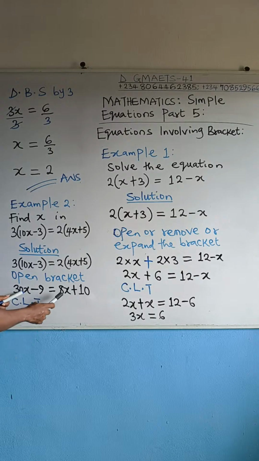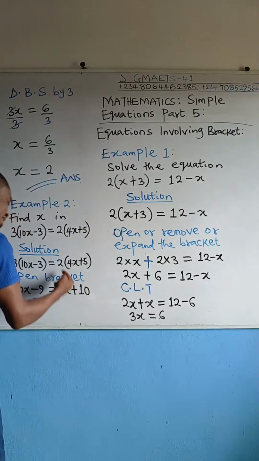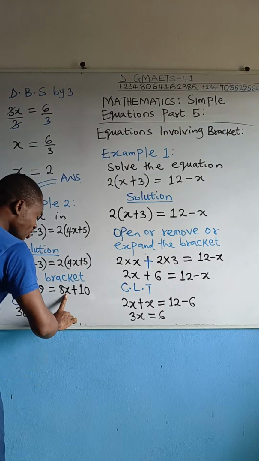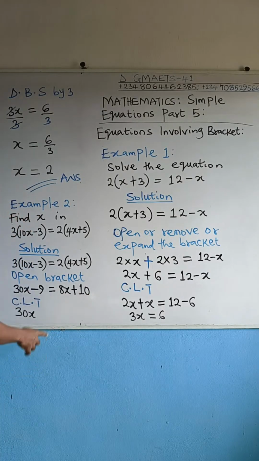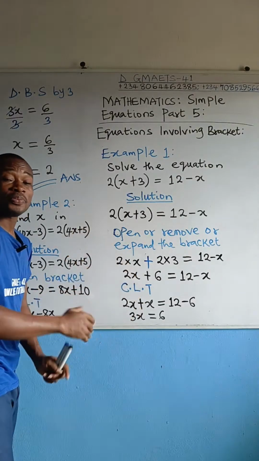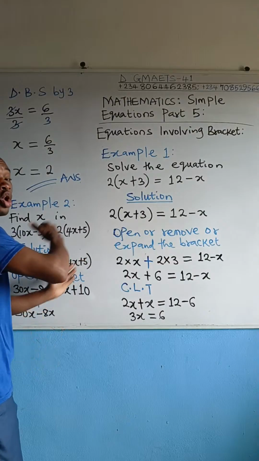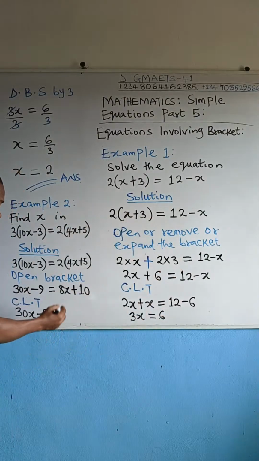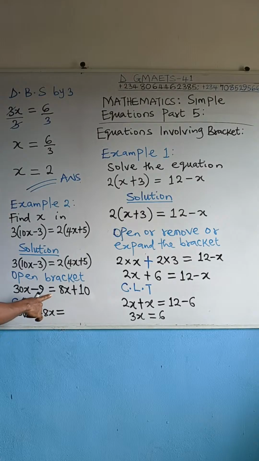This is 30x. This is 8x. 30x is the alphabet on the left-hand side, so I will write it first. I'll now bring this 8x to meet 30x. The 8x on the right-hand side is positive, is plus. So if it crosses to the left, it will change to minus. So you have minus 8x. So I have written all the alphabet on the left, 30x, then 8x crosses equal to and changes to minus 8x. Now I want to write the pure numbers on the right-hand side because I'm collecting all pure numbers to the right. Before doing that, put equal to.